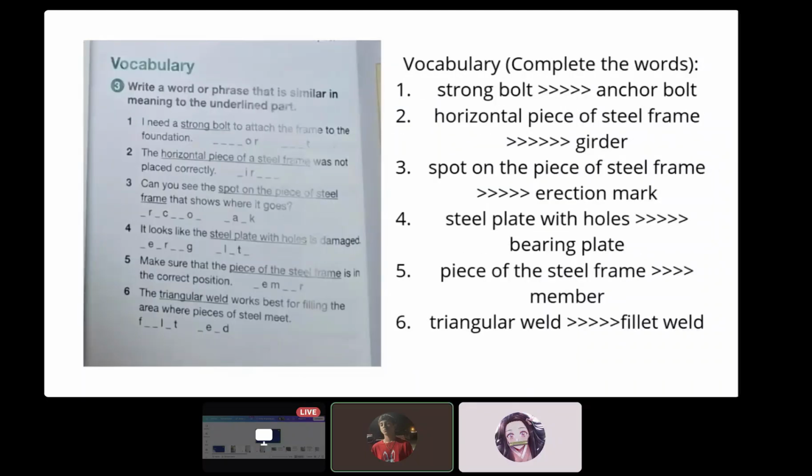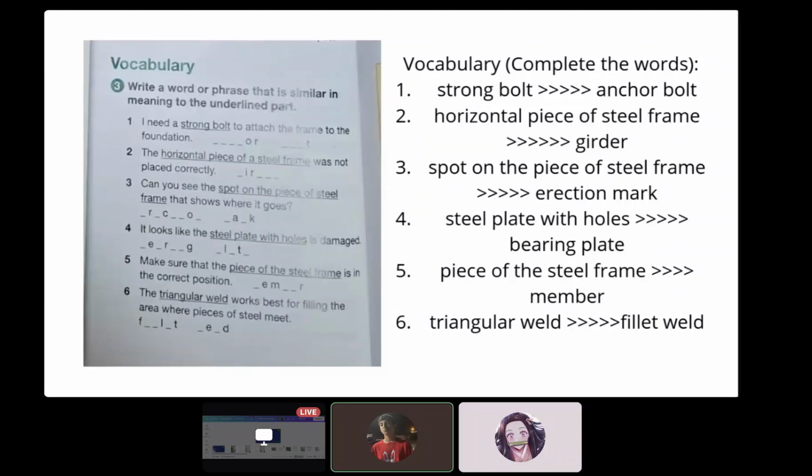Write words or phrases with a similar meaning to the underlined part. I need from both to attach the frame to the foundation. Answer both. Number two, horizontal pieces of steel frame.